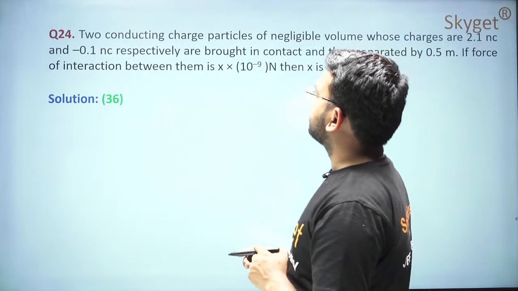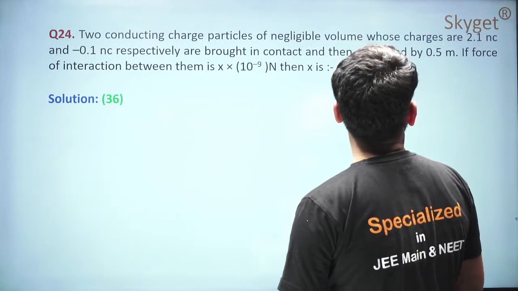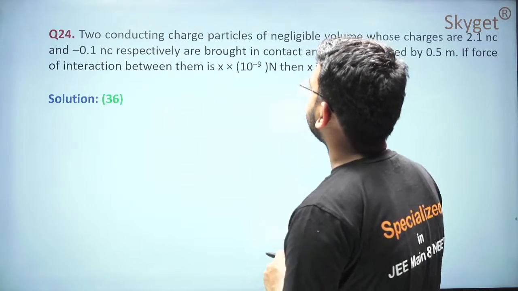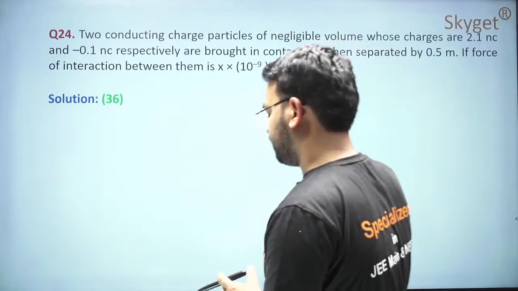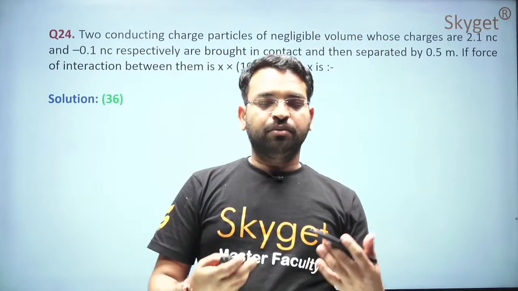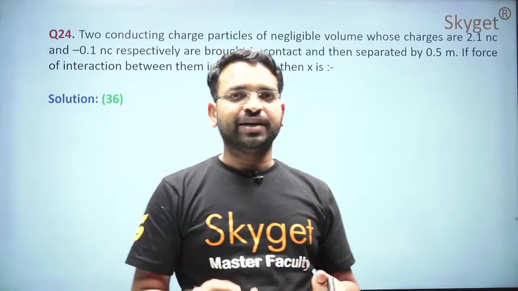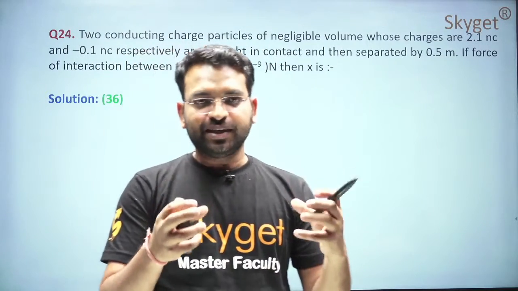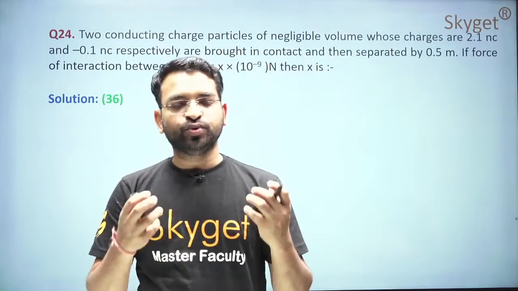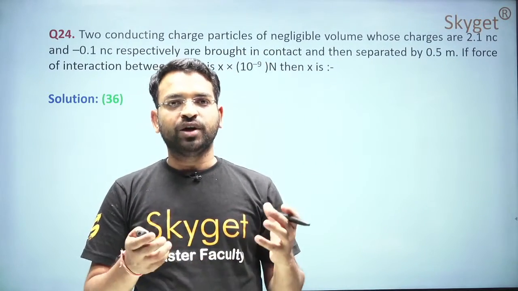Two conducting charged spheres of negligible volume, with charges respectively, are brought in contact and then the separation becomes this. The force of interaction is a very good question. Now see, very easy question. I hope it's not that easy, not that difficult, because two charges are there and the distance between them is given. You have to use Coulomb's law.